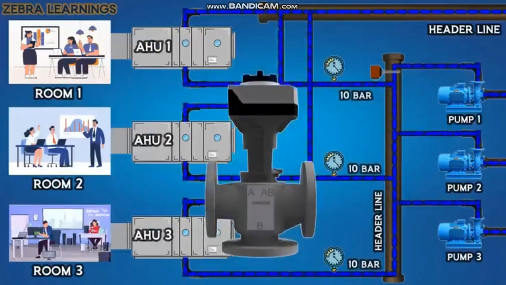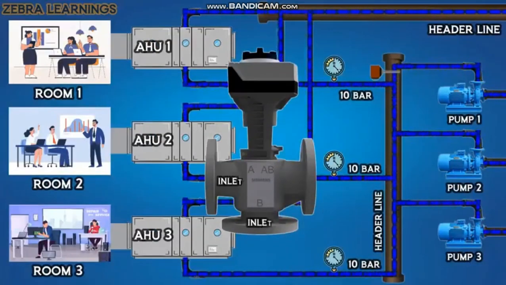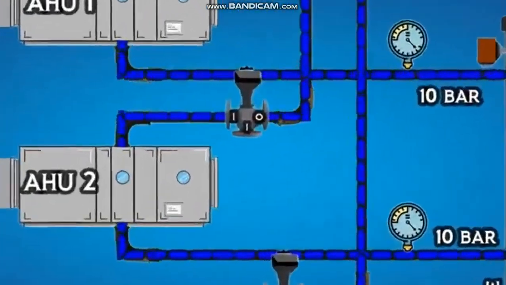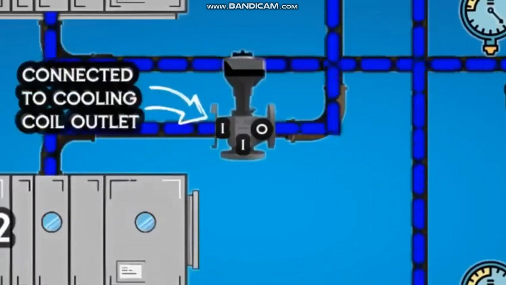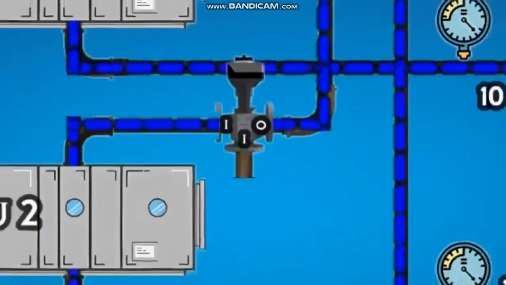Let's install a three-way valve with two inlets and one outlet. The outlet of the three-way valve is connected to the return line. One inlet is connected to the outlet of the cooling coil, and another inlet is connected to the supply line.